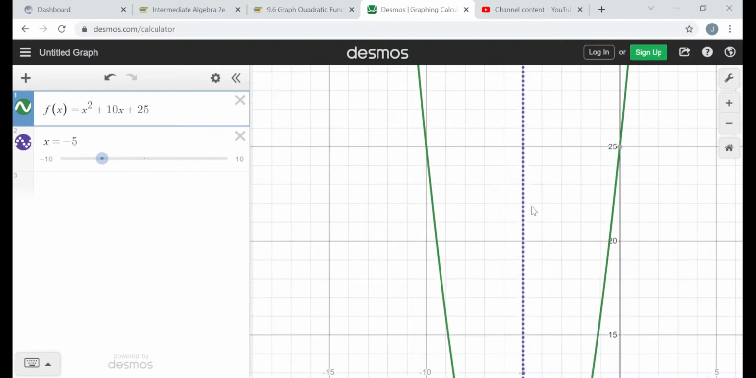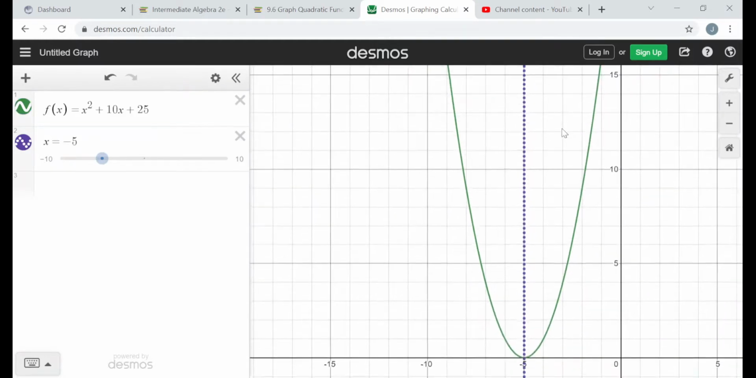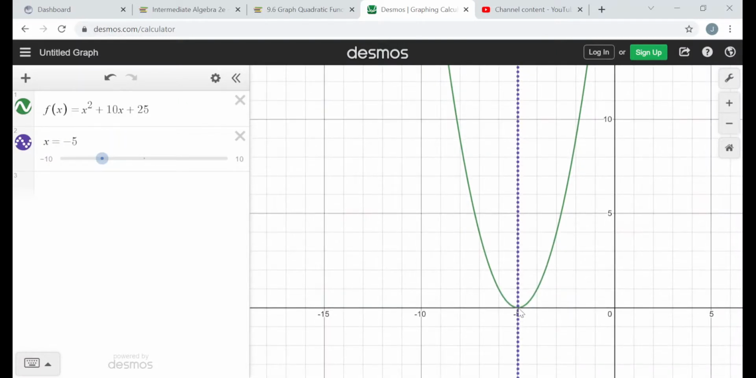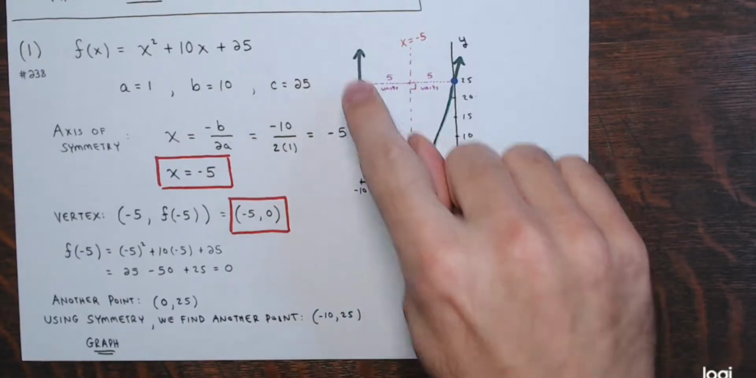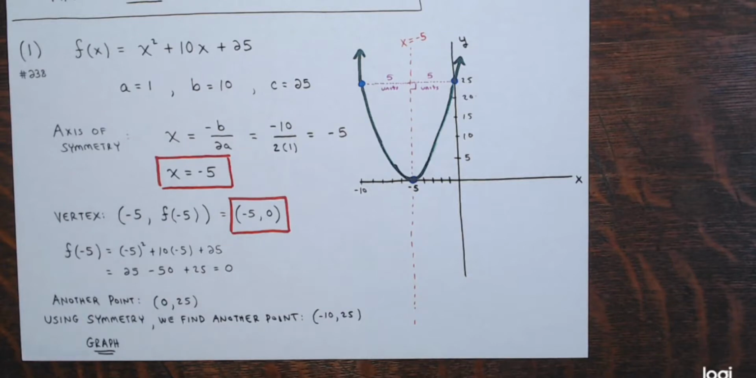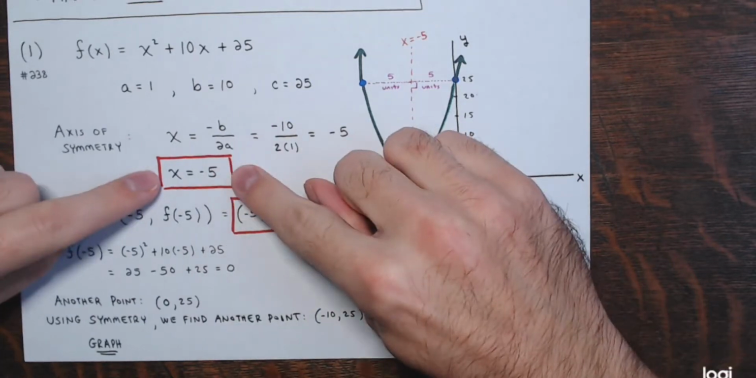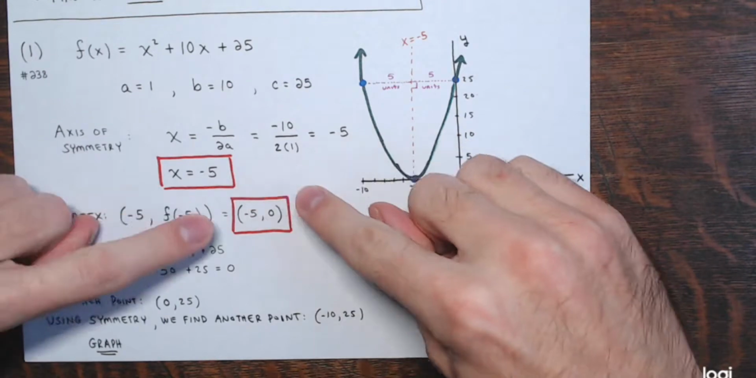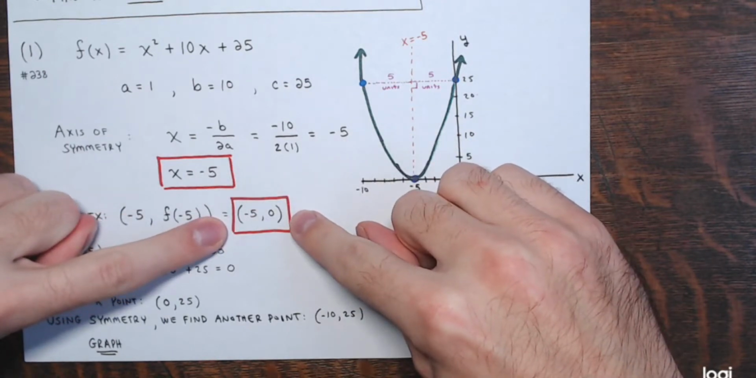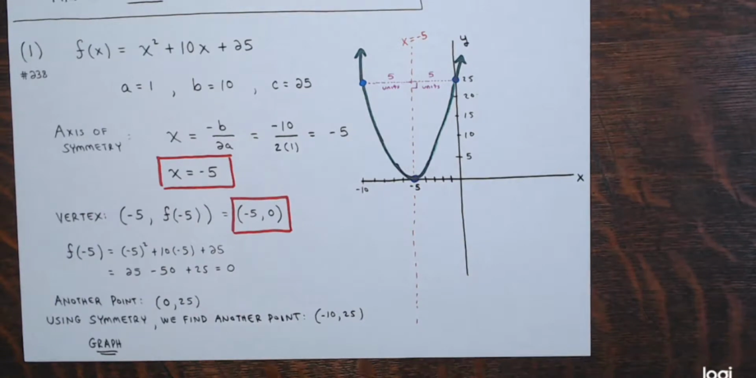And then once you plot the vertex and a point on either side of the axis of symmetry, you can make a very rough sketch by hand. My sketch by hand is a very rough one, but it's got the same shape as you saw on the Desmos site. All right, so axis of symmetry, x equals -5, vertex (-5, 0), right at that point. That's all we're asked to do. The rest of the stuff, actually graphing it, is just a little extra for you. Okay. Next question.